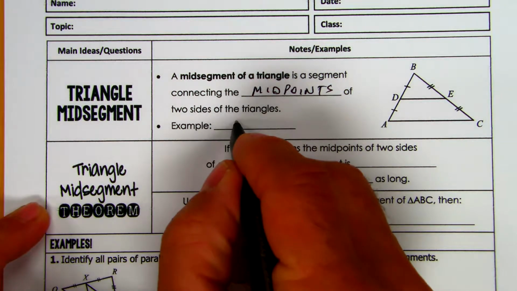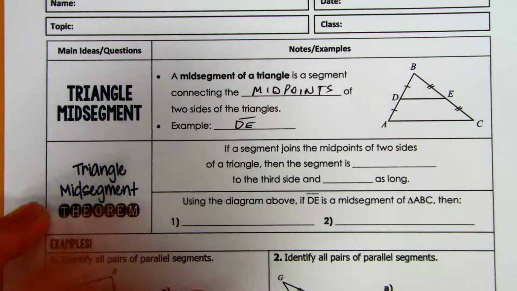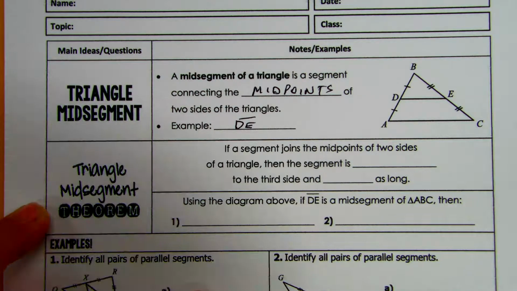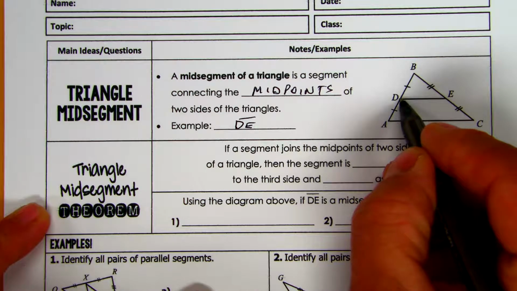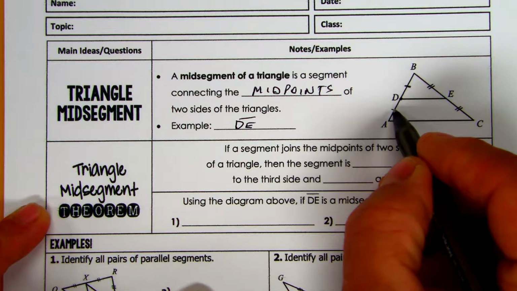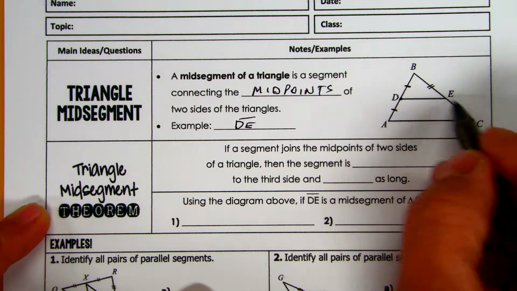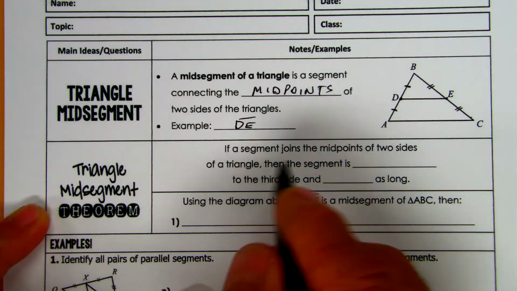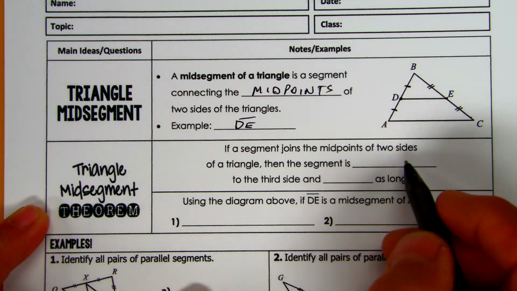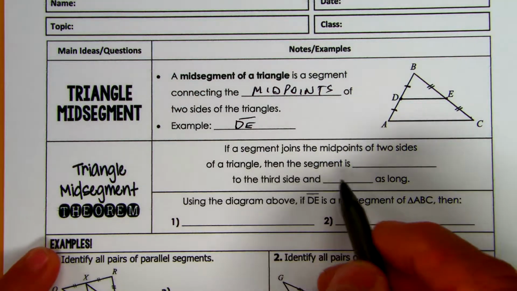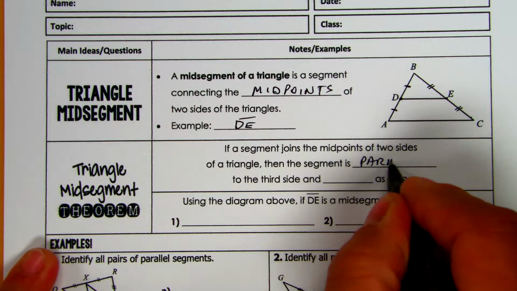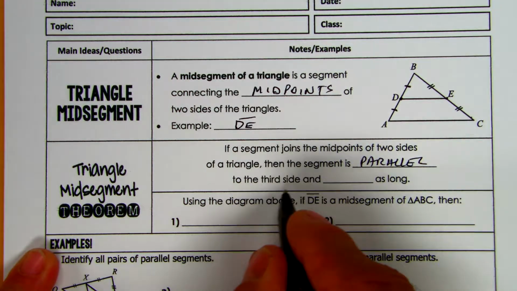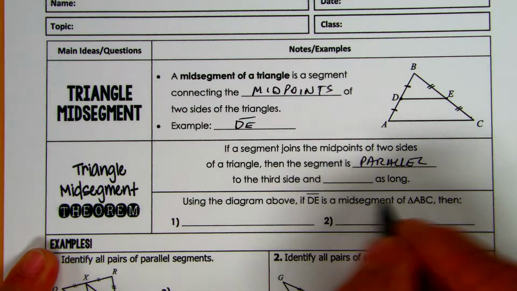For example, we see DE. DE is a midsegment. Notice that it connects the midpoints. This is a midpoint, so if this is a midpoint, these two segments are congruent, as are these two segments. So if a segment joins the midpoints of the two sides of a triangle, then the segment is parallel to the third side and half as long.